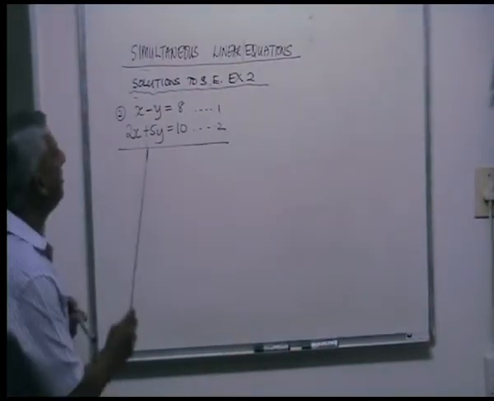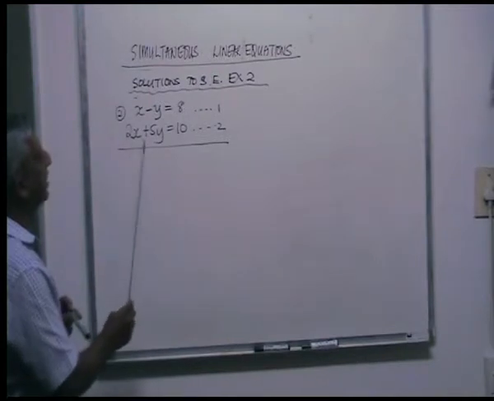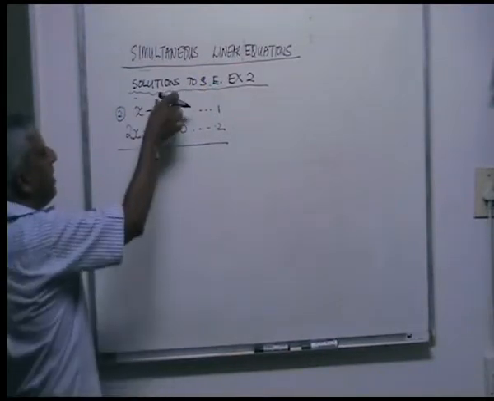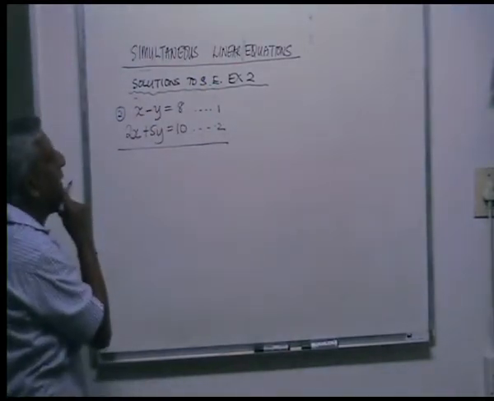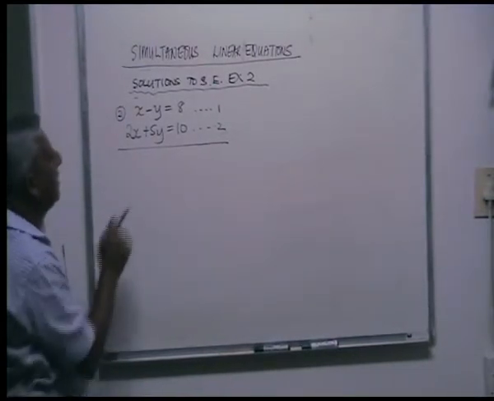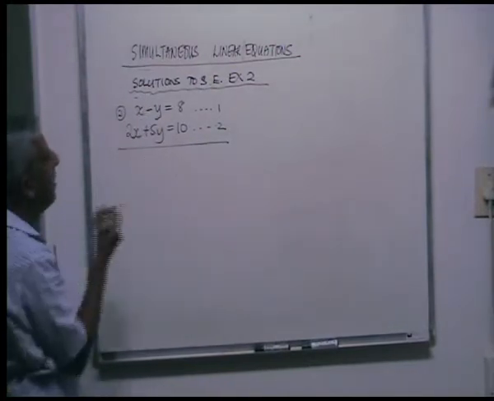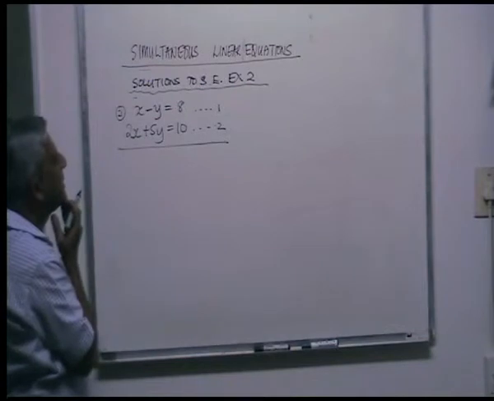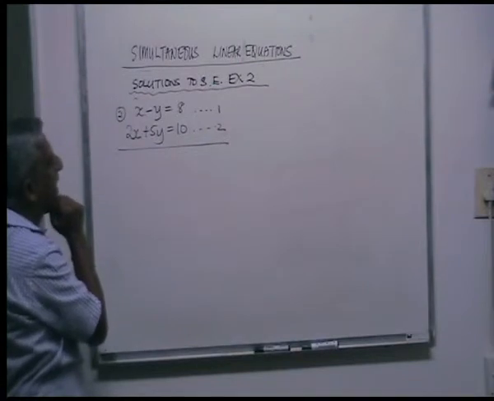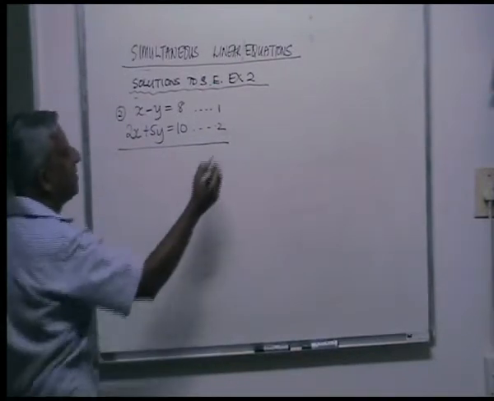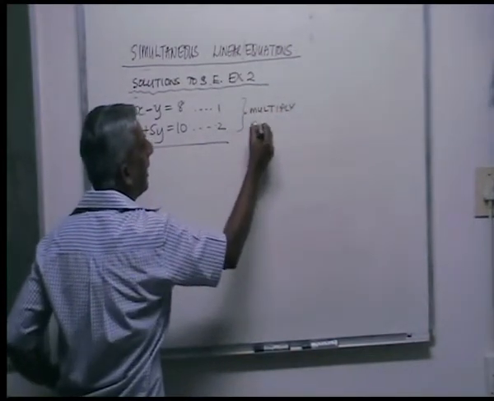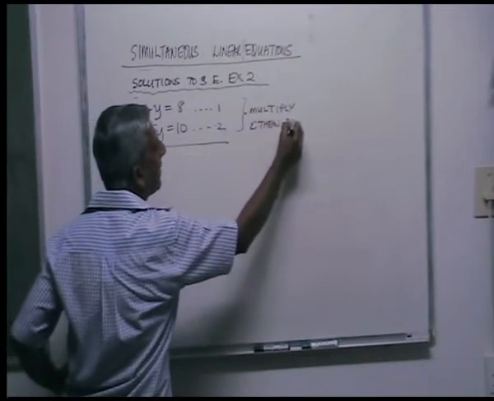Alright, so here's question number 2. X minus y is equal to 8. 2x plus 5y is equal to 10. And once again you ask yourself, can I solve 1 and put it in 2? Well, I can do that if I want to, but I will see if I can do it some other way. Can I add them? Well, if I add them, I don't win. If I subtract them, I don't win because that's only 1 and this is 5. So it seems I have to multiply and then add.